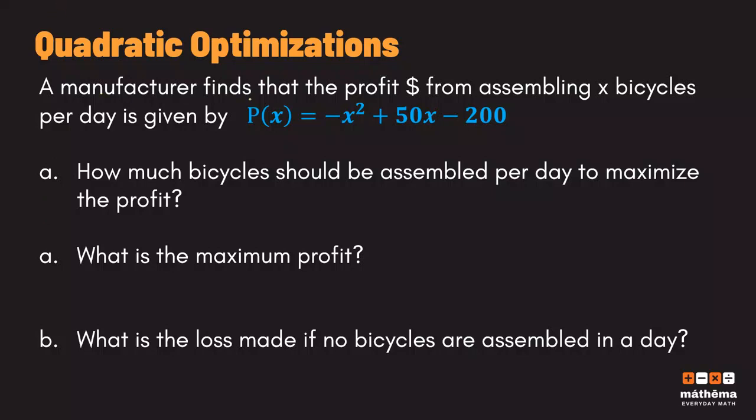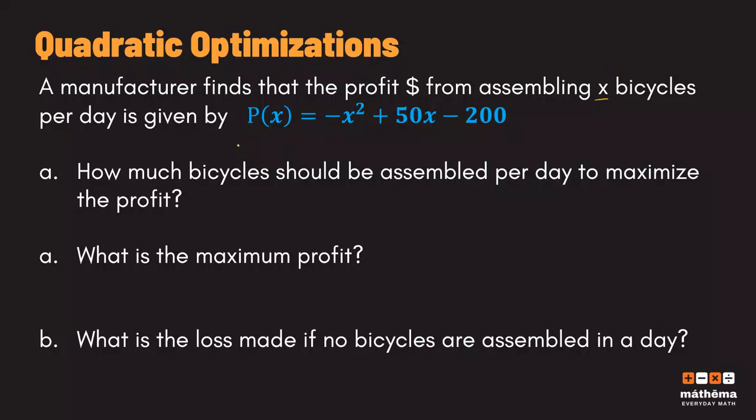A manufacturer finds that the profit in dollars from assembling x bicycles per day is given by the function P(x) = -x² + 50x - 200. Question A. How many bicycles should be assembled per day to maximize the profit? So again, we are asked the number of bicycles so that the company will produce the maximum profit.